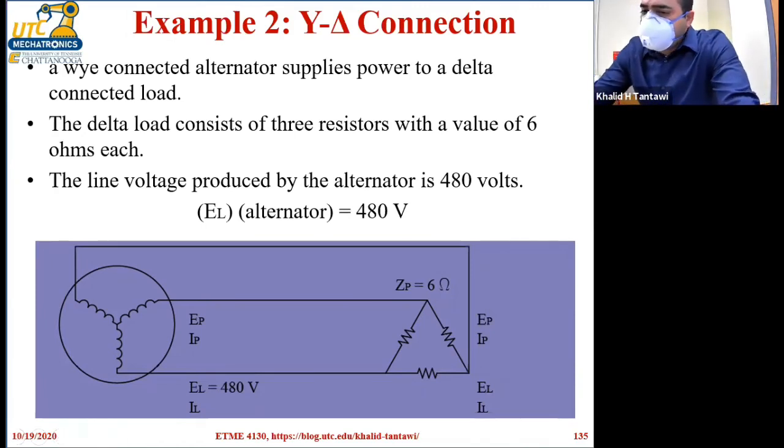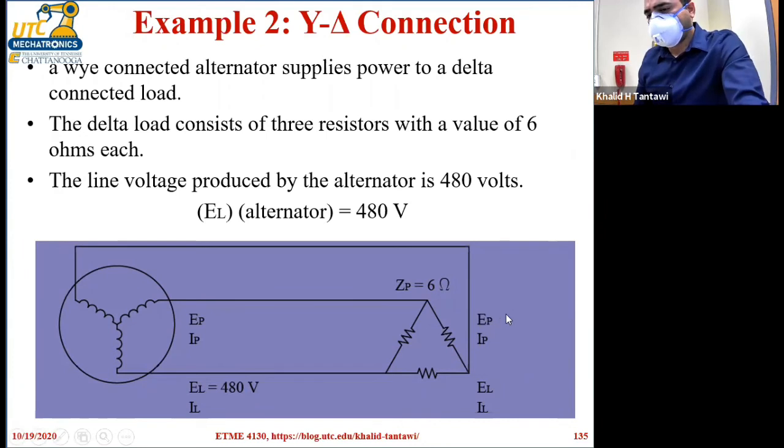Okay, what is the next easiest thing to find? The phase voltage on the load. And what is it going to be equal to? 480. Exactly. So this one here, the phase voltage is going to be equal to 480. Why? Because you have a delta connected load.